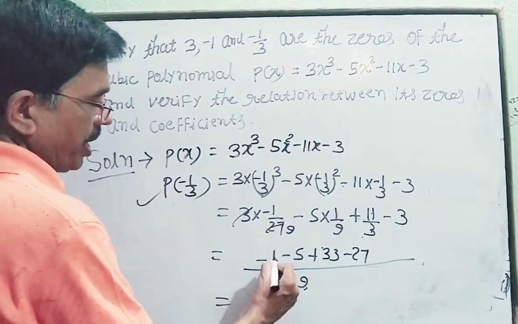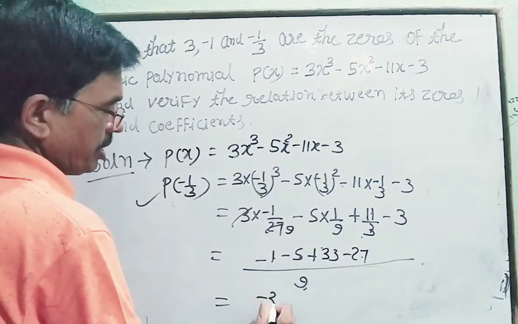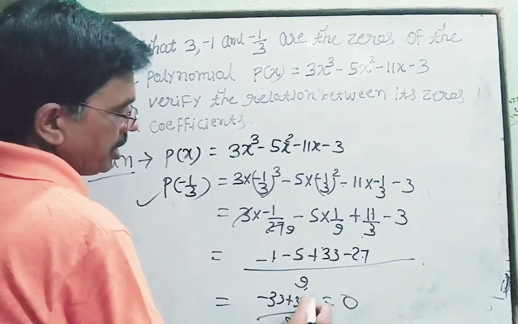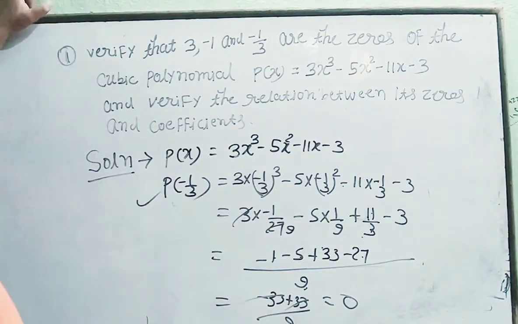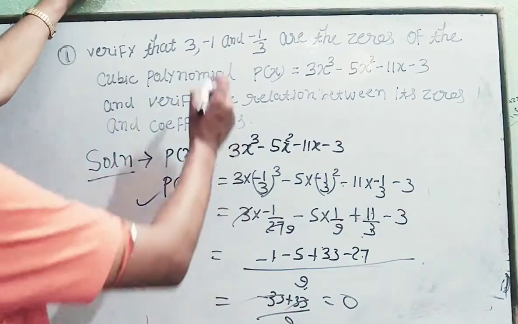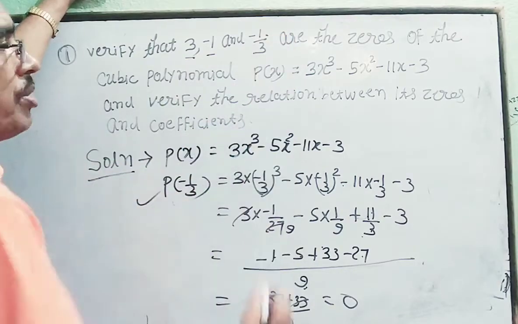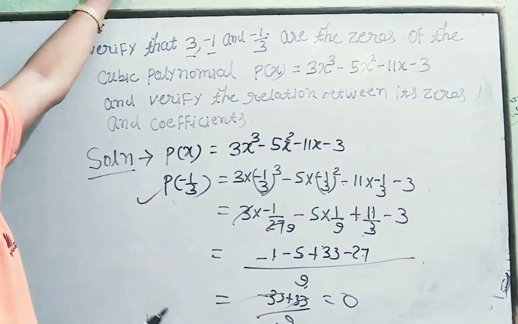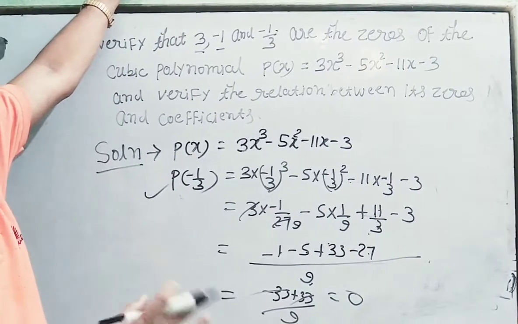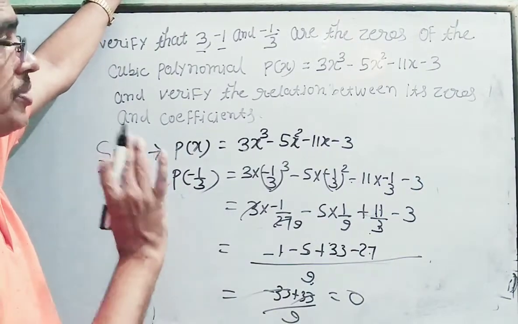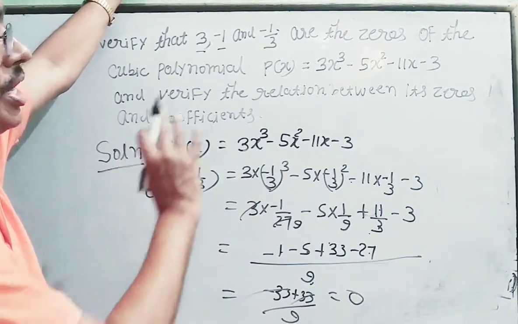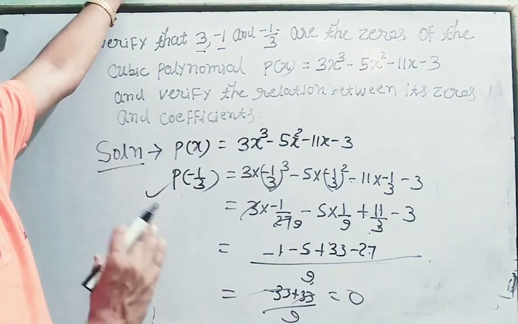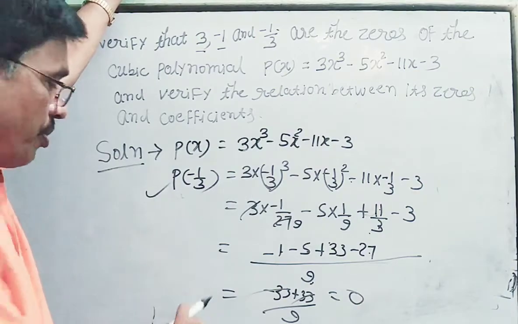Then we write minus 6 and minus 27, that is minus 33 plus 33 by 9. Then it is clear, it is also 0. So it is satisfied that 3, minus 1 and minus 1 by 3 are the zeros of the polynomial. In a cubic polynomial, you have to verify that it is 0 or not. Then we substitute the value of the zeros in the equation. If the solution will be 0, then it is clear it is a zero of the polynomial.